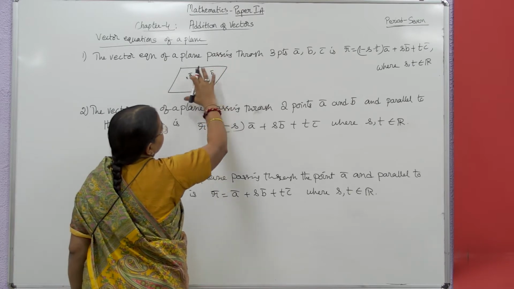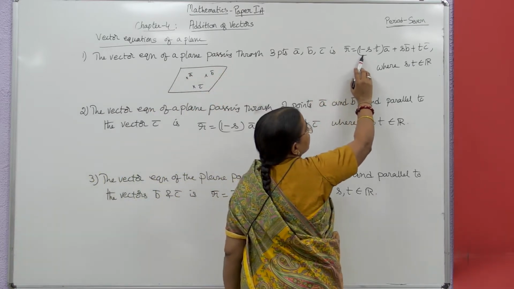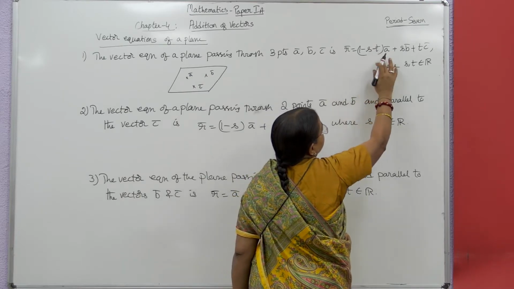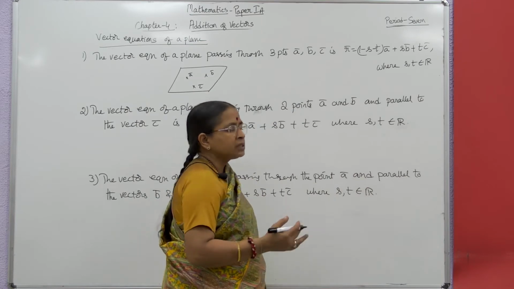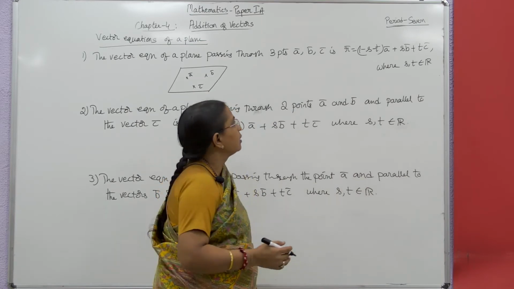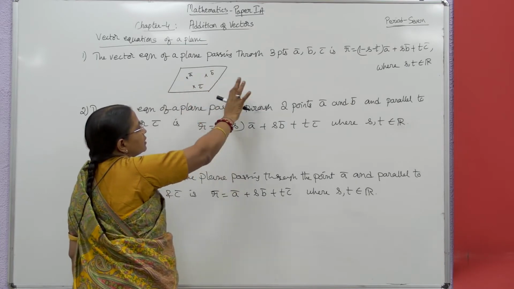Then the vector equation of this plane is given by r = (1 − s − t)a + sb + tc. This is the equation where s and t are scalars, real numbers. So the vector equation of a plane passing through 3 points is this.